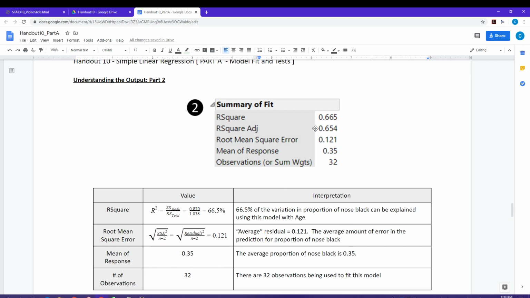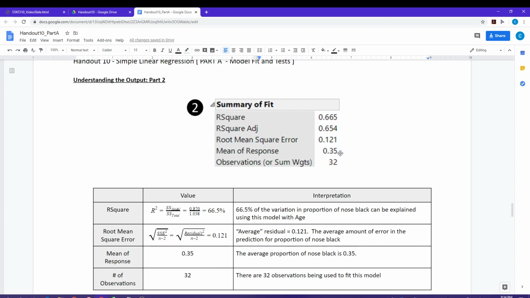We will not worry about R squared adjusted. Let's move on to root mean square error. Root mean square error here is 0.121. And what this quantity represents, again, is just the average residual, or the average error. So this gives me an indication about the average amount of error that I can expect in trying to make predictions for the proportion of nose black. This is about 0.12, or about 12%. So when I make predictions, the error in my predictions, on average, will be about 12% off.